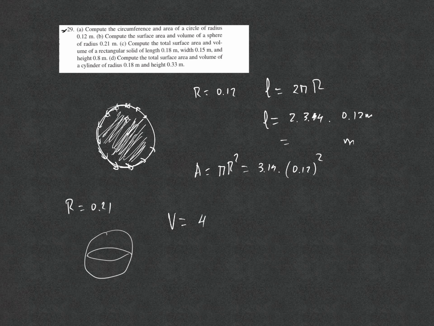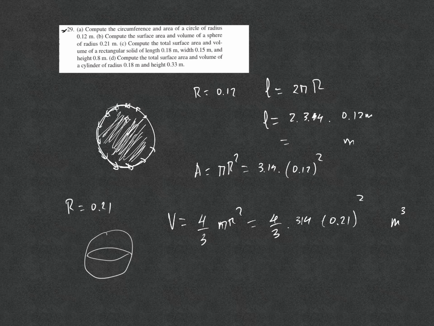The volume of the sphere is 4/3 pi r cubed. So it's a question of plugging in numbers: 4/3, 3.14, and the radius 0.21, cubed. This is in meters cubed. This is the volume in meters cubed.